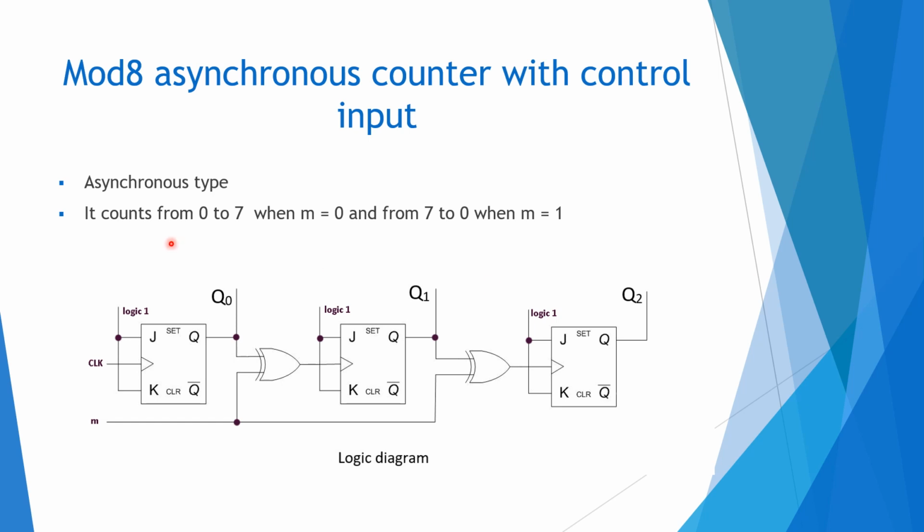Again, let us see another counter, that is the mode 8 asynchronous counter with control input. The type is asynchronous. There is an input here, another logic input additionally added. It counts from 0 to 7 when M is equal to 0, and from 7 to 0 when M is equal to 1.